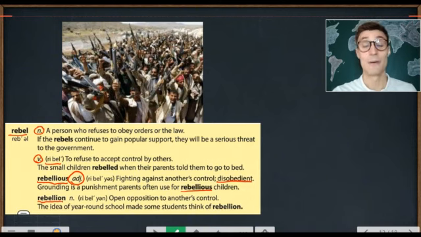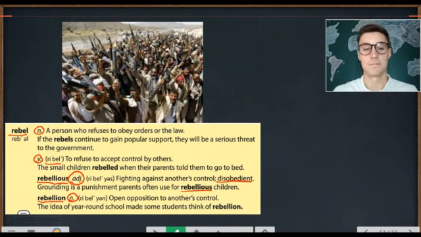Rebellion. Rebellion is another form of the word. Rebellion is the name of the open opposition to another's control. Opposition is the competitors, the opposite side. Open opposition to another's control.